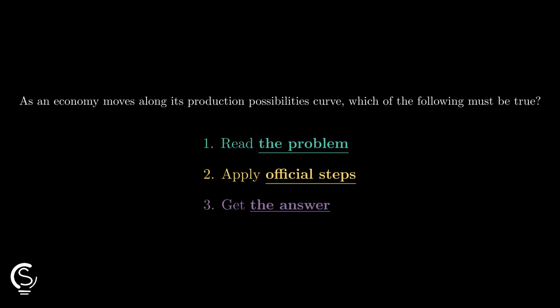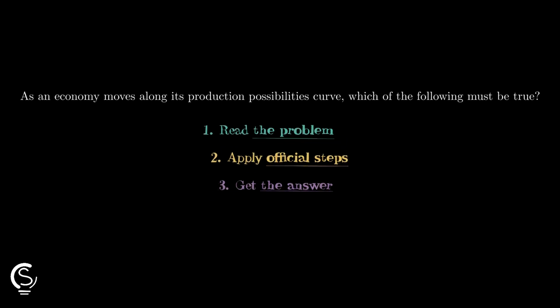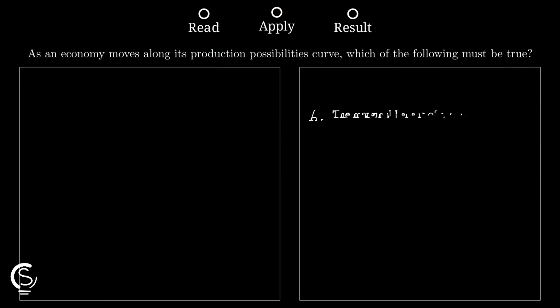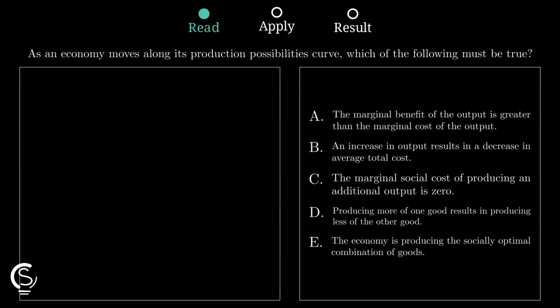Production possibilities curves show how economies trade off goods. We must find what is true as we move along this curve right now. First, understand that the production possibilities curve represents the maximum possible output combinations of two goods. Every single point on this boundary line shows that all available resources are being used.